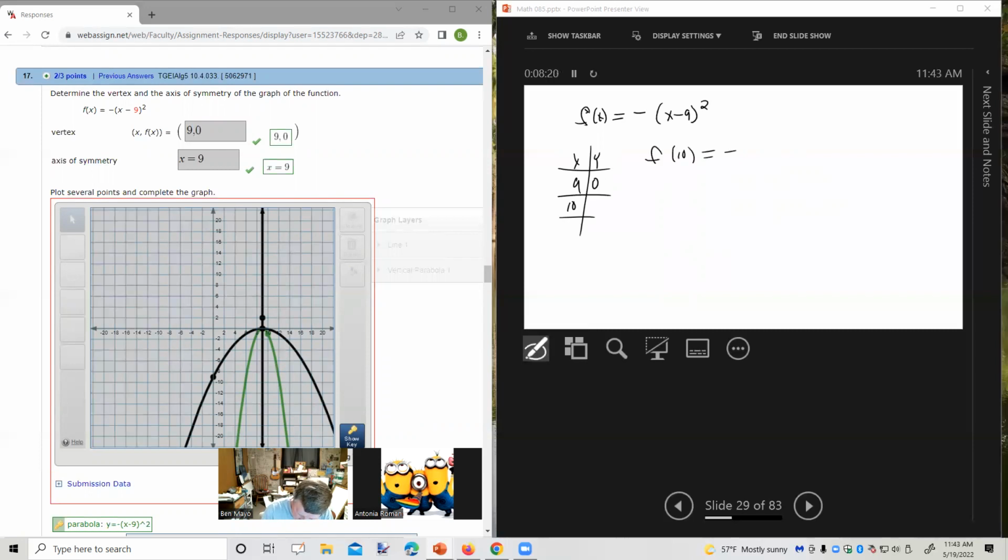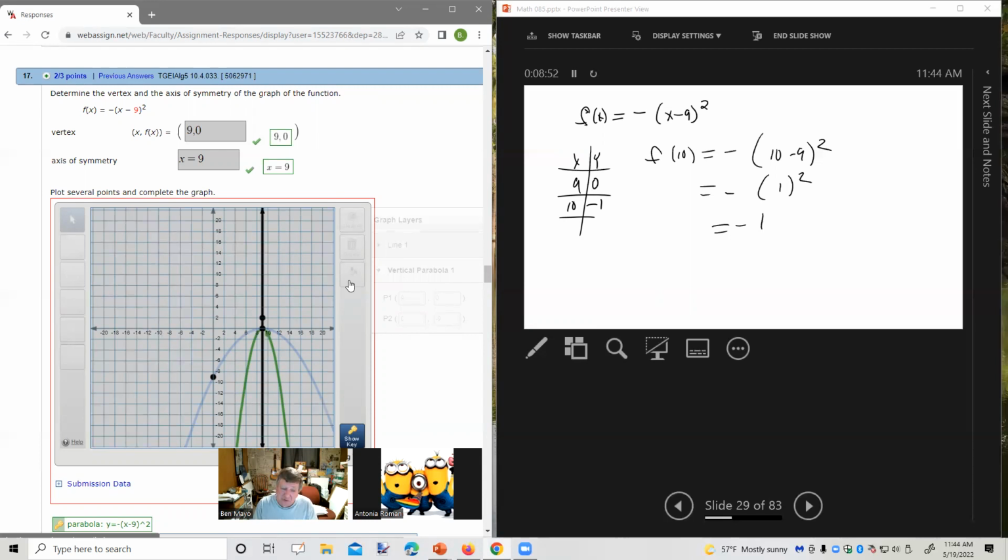F of 10 is negative 10 minus 9 squared, which is negative 1 squared, which is negative 1. So you're going to have your first point at 9, 0, and your second point at 10, negative 1. And when you go to click on the 10, negative 1, if it doesn't line up correctly, go over here and look at your vertical parabola, and you can fill in the correct values over here. And I see again that you graphed your axis of symmetry. And good for you. Unfortunately, it doesn't work in WebAssign.